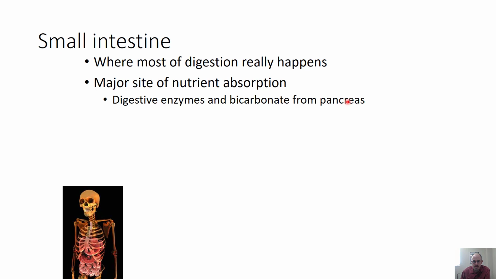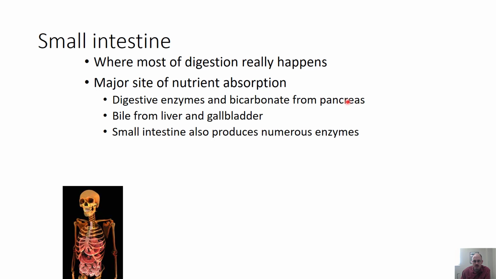So you chewed up your food. You swallowed it, hit your stomach. Now it travels into your intestine. It's now called chyme, and it's neutralized by the sodium bicarbonate. Other items are injected from your accessory organs. And the small intestine produces some of its own enzymes as well.